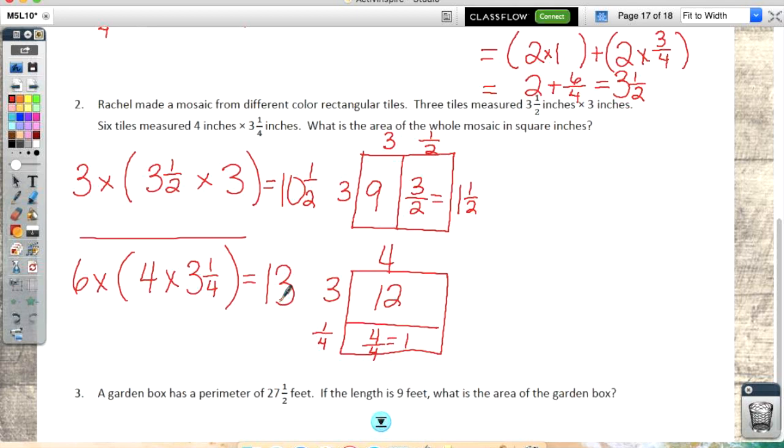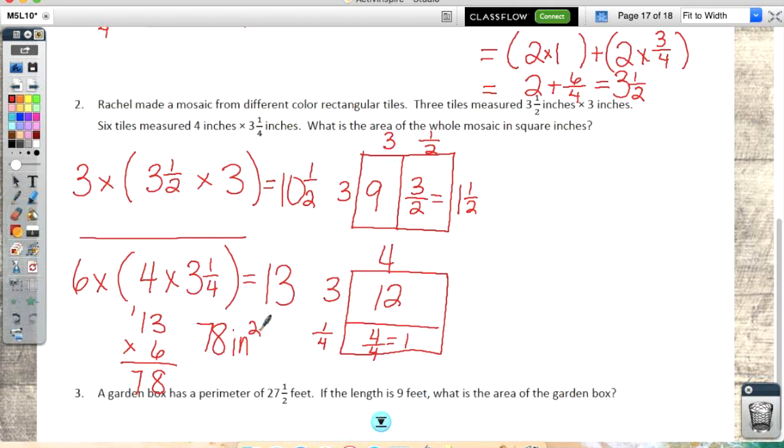So now I'm going to take 6 times 13. That's simple, right? Standard algorithm. Everybody write it down and figure it out. Okay, that's fine. So 78 square inches here, right?